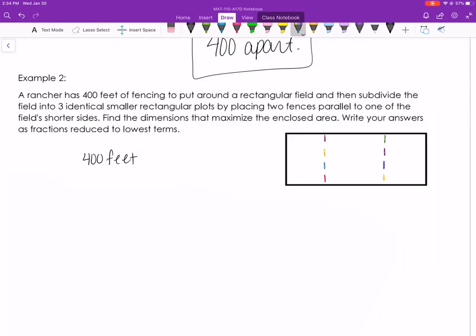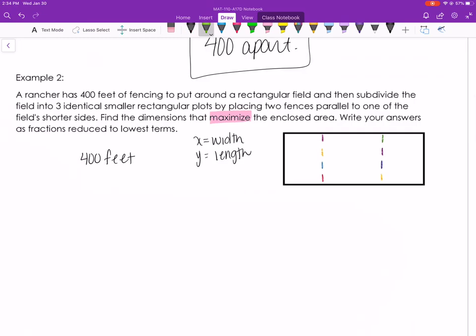Now, second sentence: find the dimensions that maximize the enclosed area. And as soon as I hear that word maximize, I'm thinking, okay, I need to find a formula so I can find the vertex. So find the dimensions that maximize the enclosed area. Write your answer as a fraction reduced to lowest terms. So the first thing I have to do is get some x's and y's set up. I'm going to say that x is the width and y is the length.